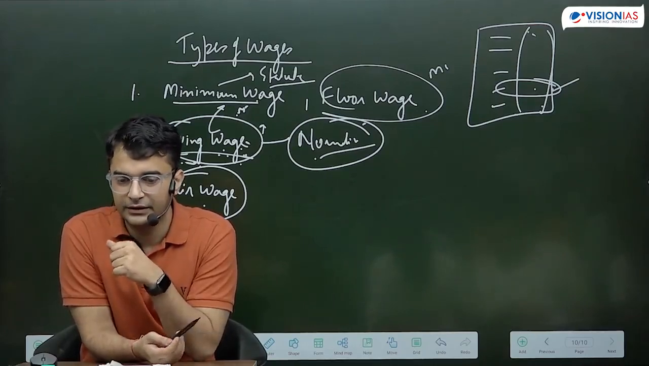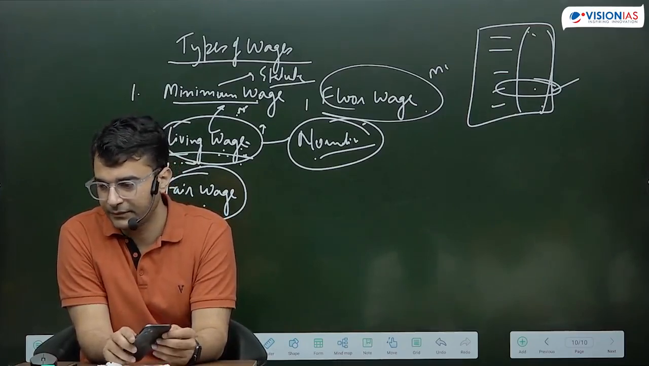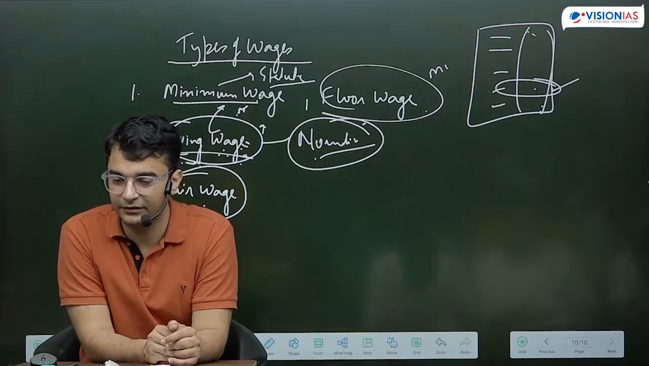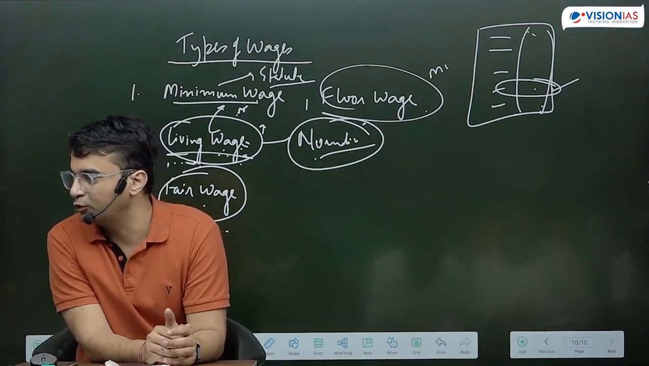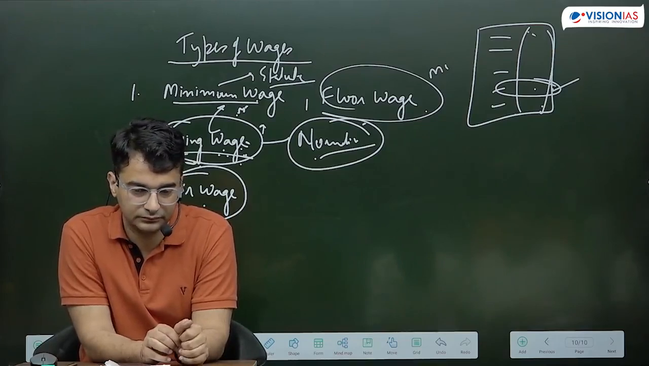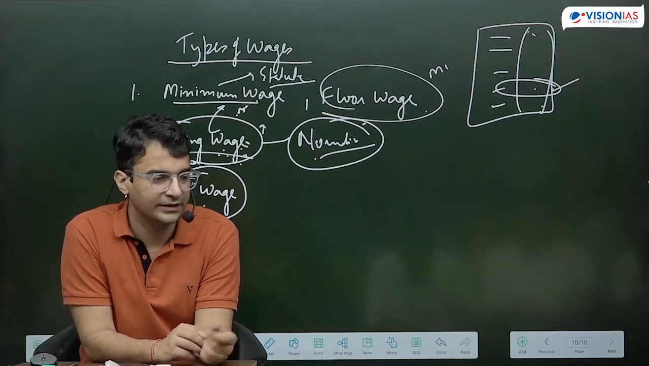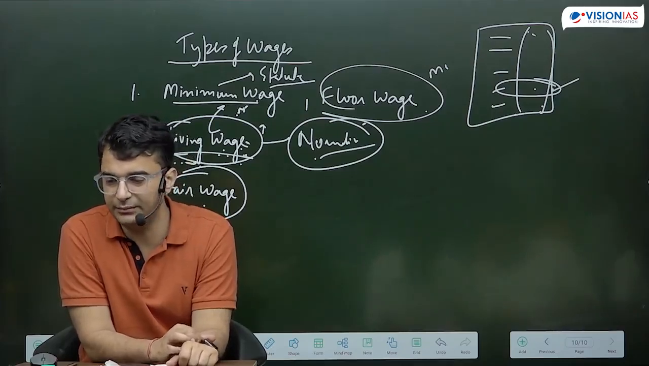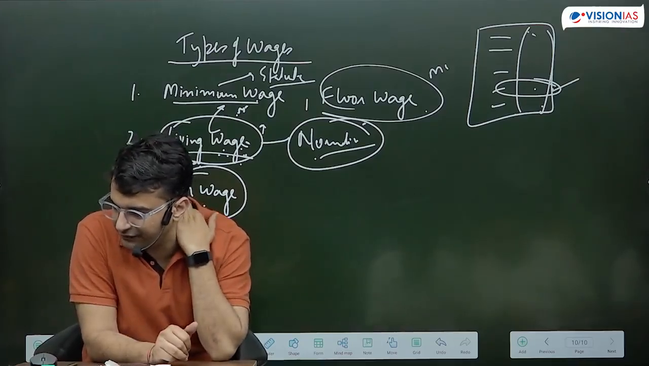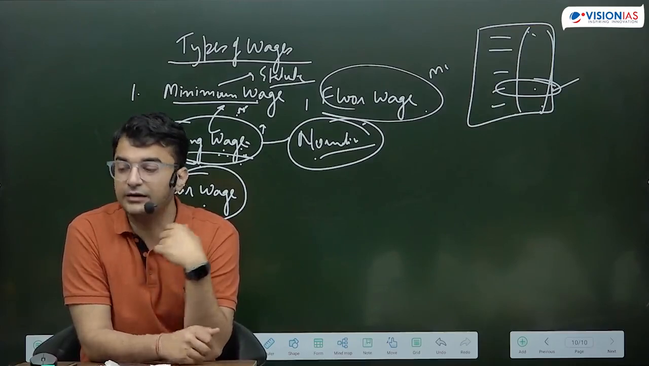B, the skill level of the job. For example, security guard versus gardener versus unskilled support staff, etc. Hence there is not a single minimum wage, but multiple minimum wages that exist in a country, in our country.